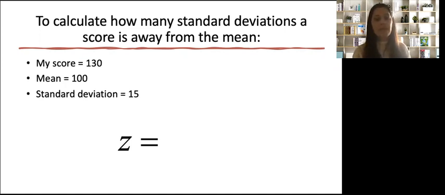We want to know how many standard deviations my score of 130 is away from the mean or the average of 100. So we start at 100 because that's the mean, right? That's the average. We know one standard deviation from that is 15, right? It tells us that. So to get our score of 130, we would need two standard deviations, right? 15 plus 15 is 30. You add that to 100 and you get your score of 130. So my score is two standard deviations above the mean.